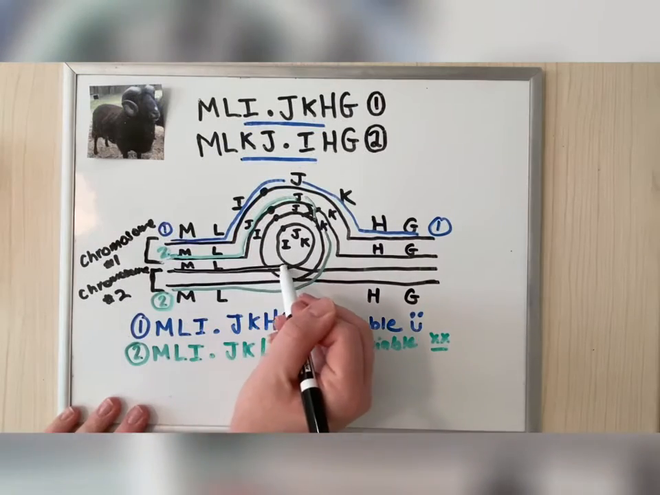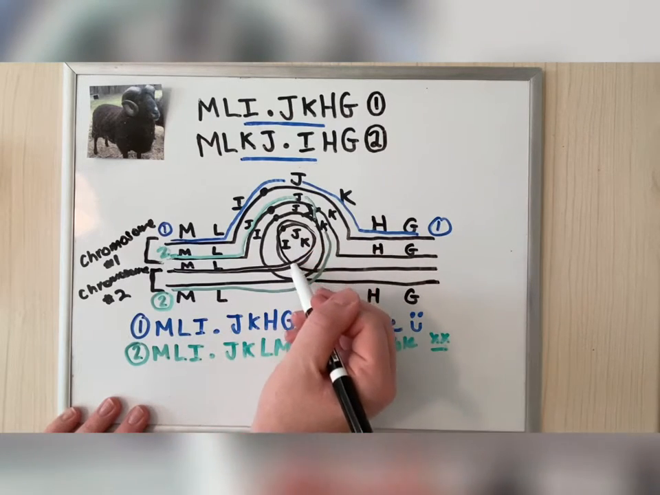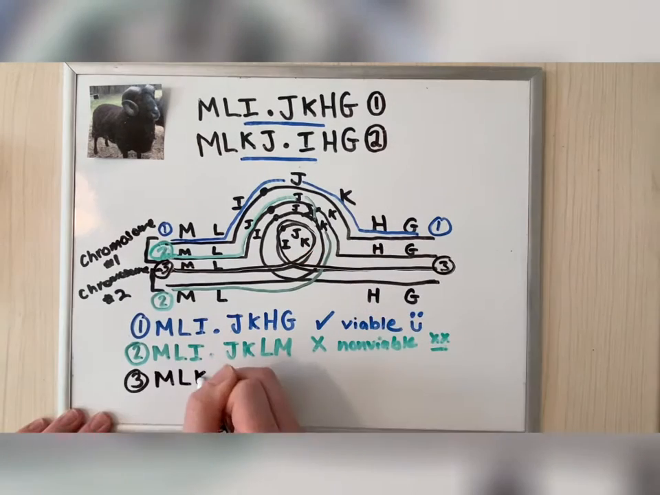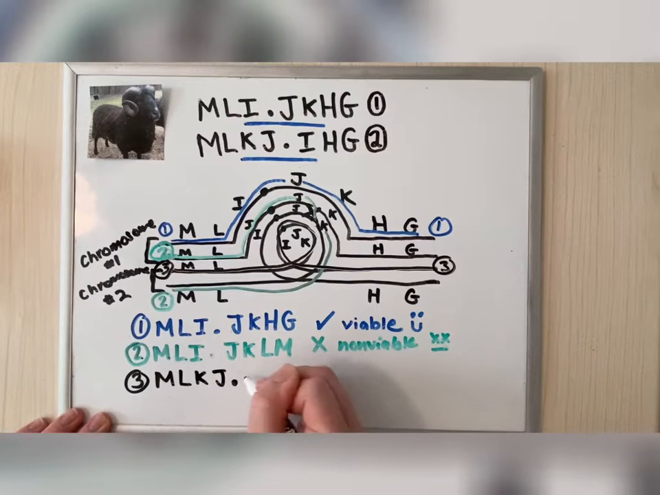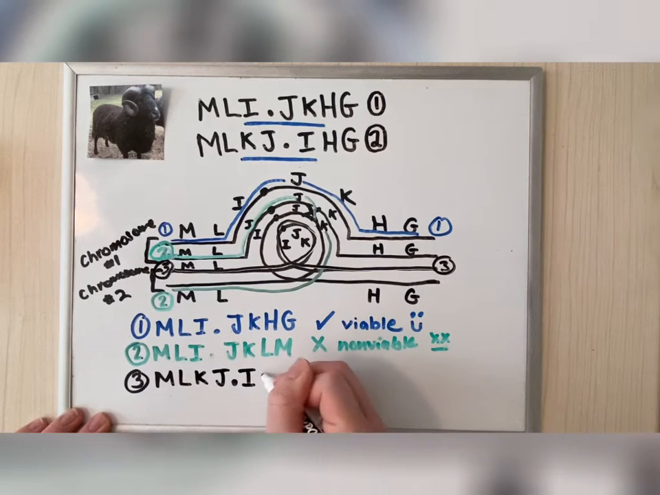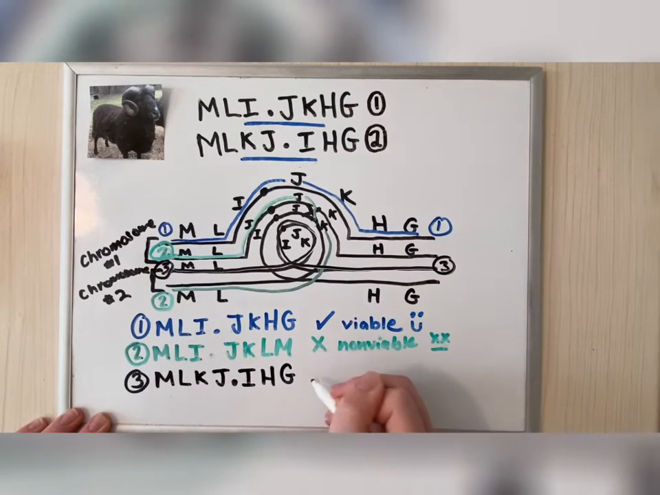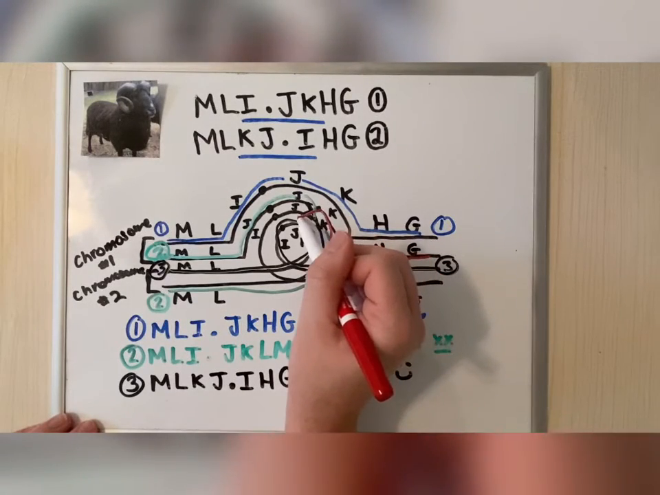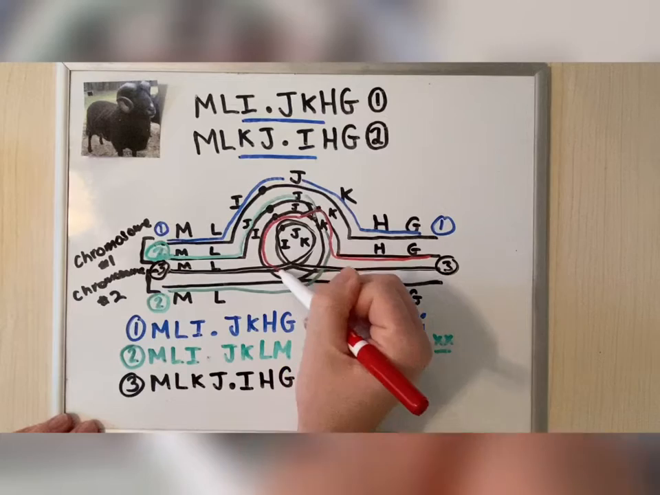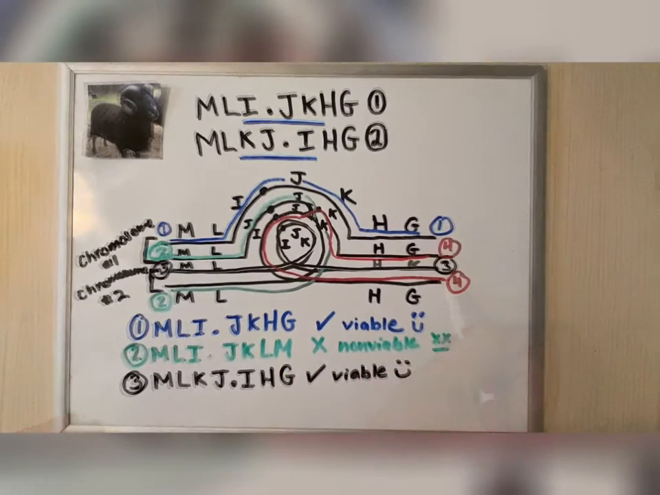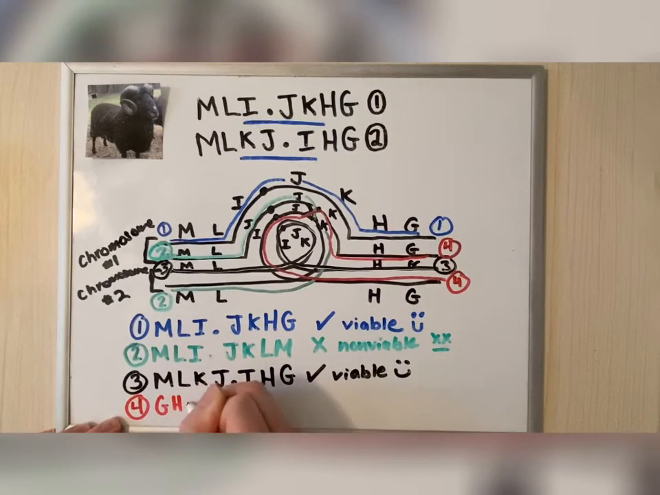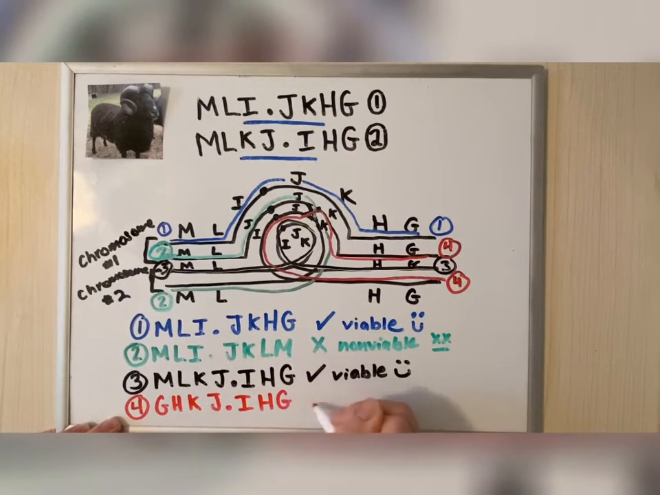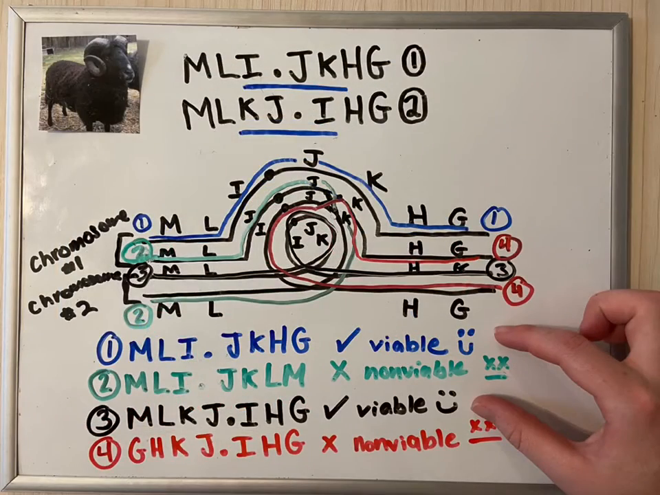Following the third line, we get the chromosome MLKJ.IHG. This is another viable chromosome as it matches the second parental chromosome and will lead to the successful production of offspring. Finally, following this line, we start with GHK, then moving up a strand to J.IHG. This gamete, GHK.J.IHG, is not viable because it has a duplication of regions G and H and deletion of regions L and M. Therefore, after the cross between these two chromosomes in our black sheep, there are only two viable gametes produced.